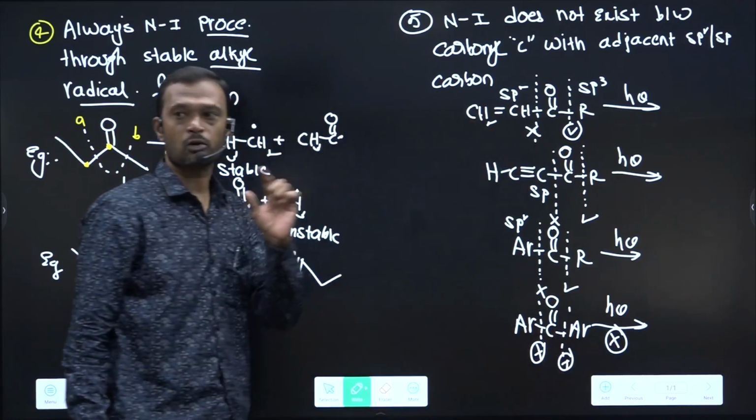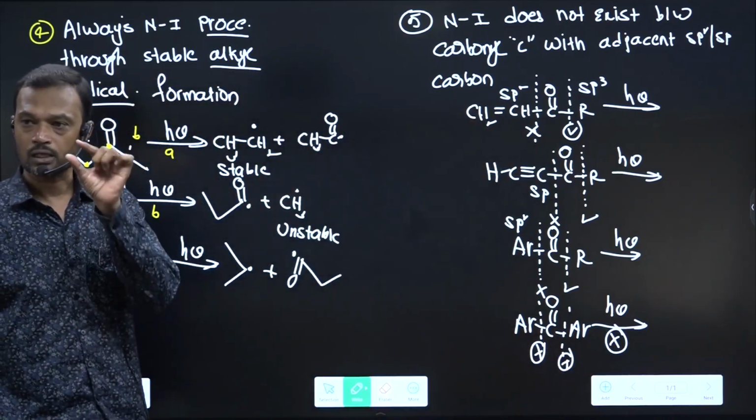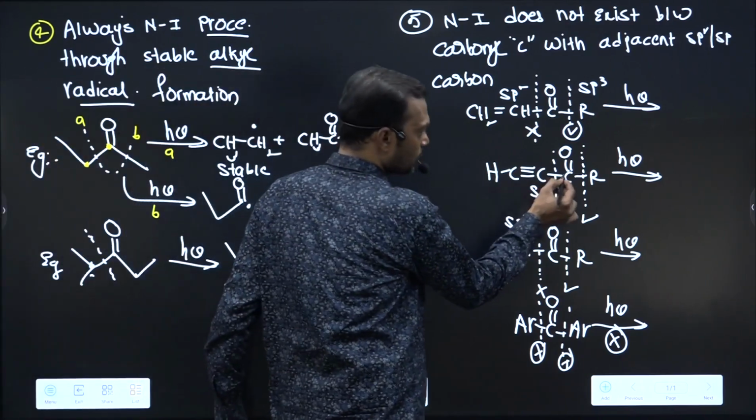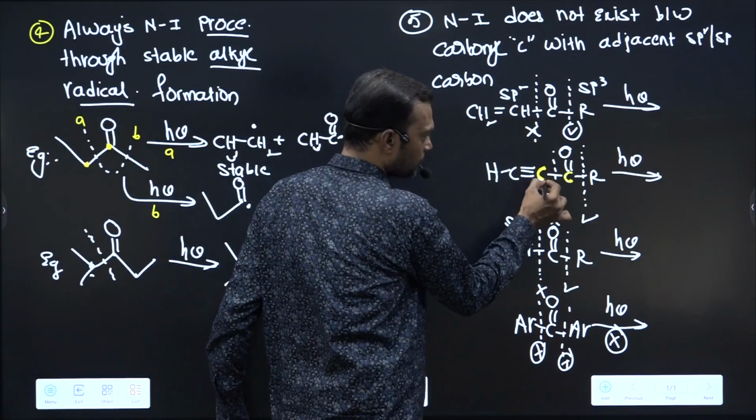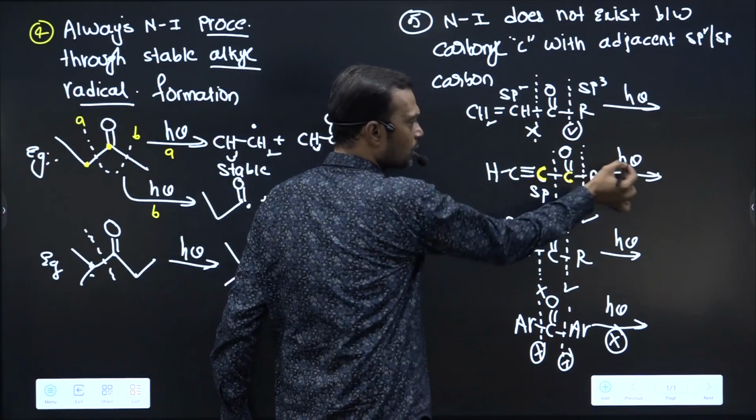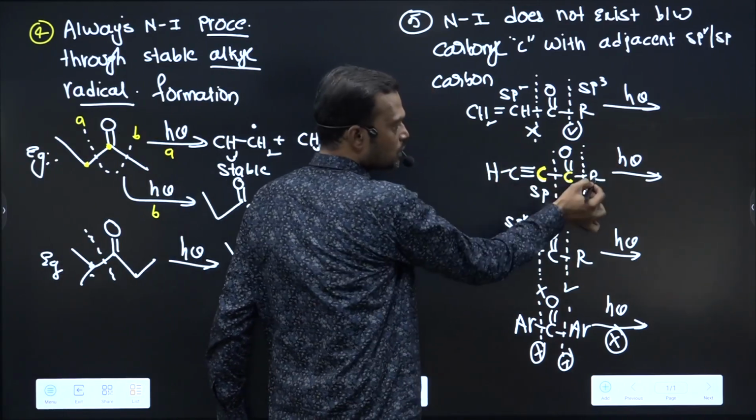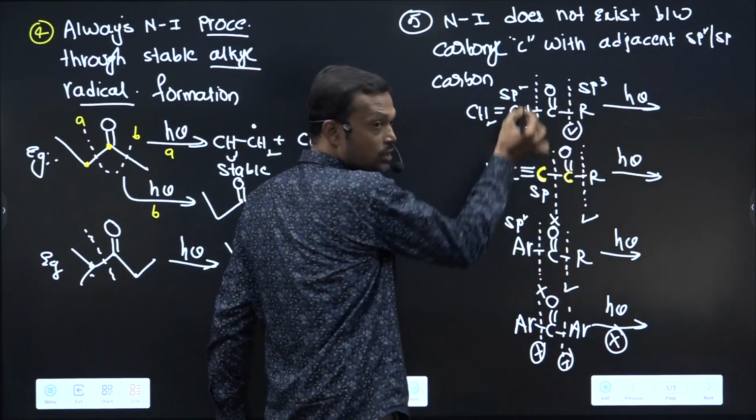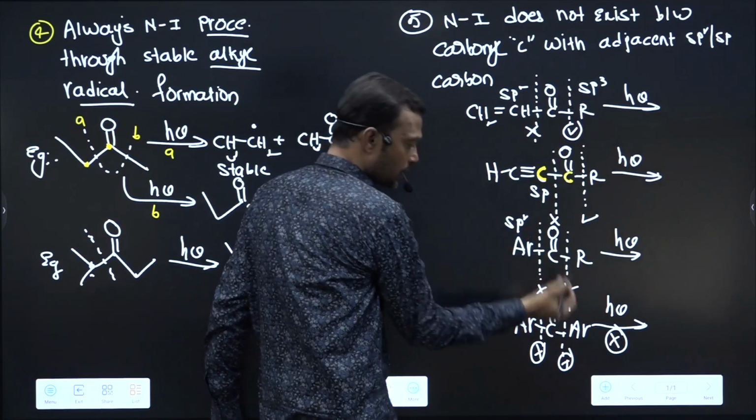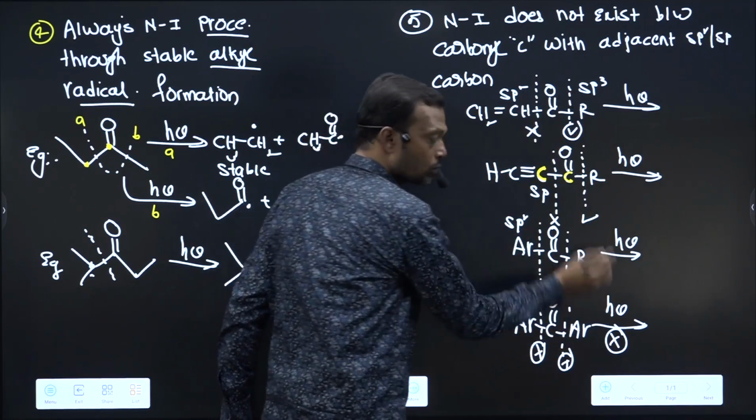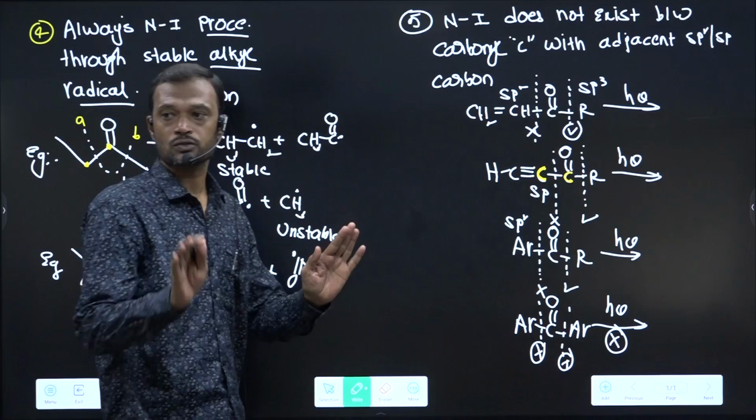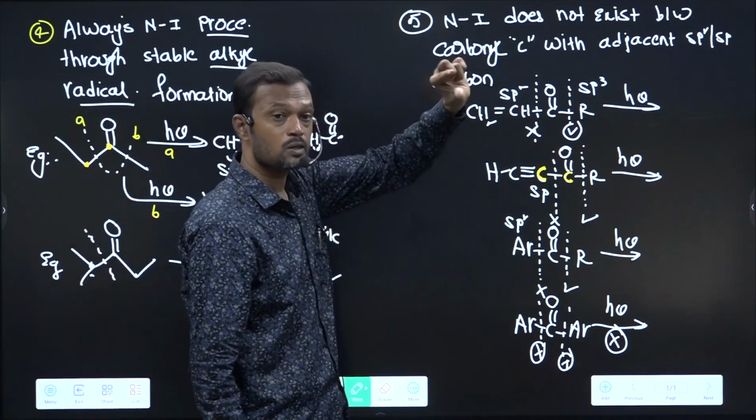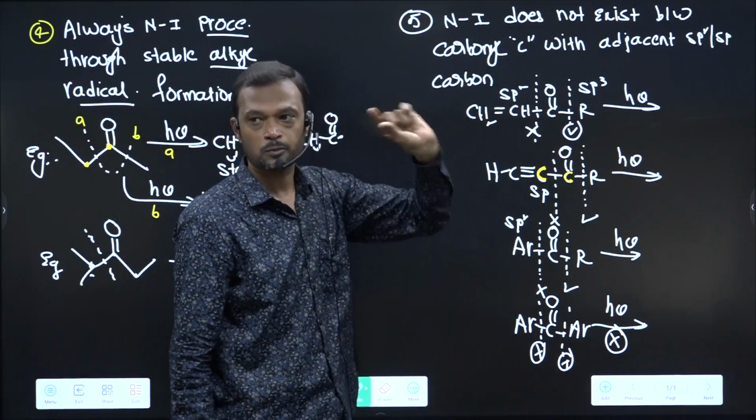So what is the primary requirement for Norrish one? The adjacent alpha carbon should always be saturated. If the carbonyl-adjacent carbon is saturated, then only Norrish one is possible. This is saturated, all are saturated, so the right side is possible, the left side is not possible. Suppose right and left sides are both unsaturated, there is no reaction. Whichever side the alpha carbon is sp3, only that side is possible.